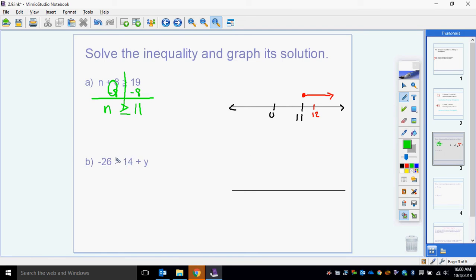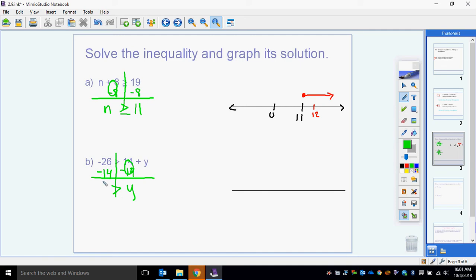Let's look at this problem. Now, I'm not wanting to add 26 to both sides. That's not going to help me achieve my goal of getting y by itself. 26 is already away from y. It's across the line here. But 14 needs to leave. So it's a positive 14. I'm going to subtract 14. That way these would zero out. I'm left with y. I'm going to drop down my inequality symbol.